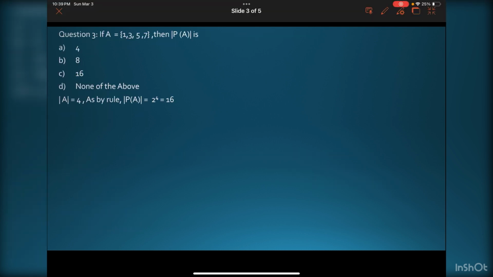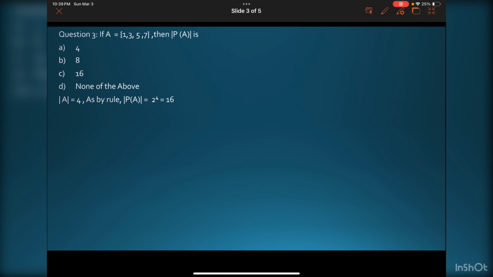Okay, so we'll start with the third question. The third question is about the cardinality of the power set. We are given a set A that contains four elements: 1, 3, 5 and 7. Now we need to calculate the cardinality of the power set of A.